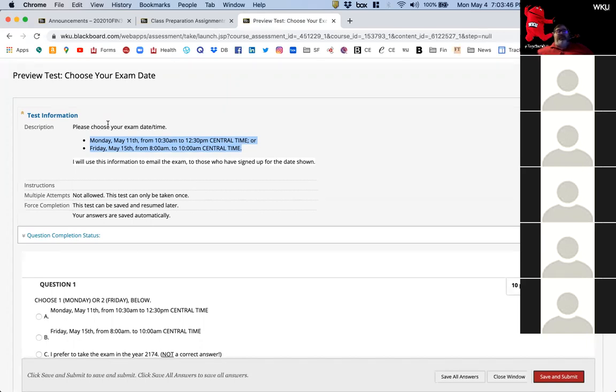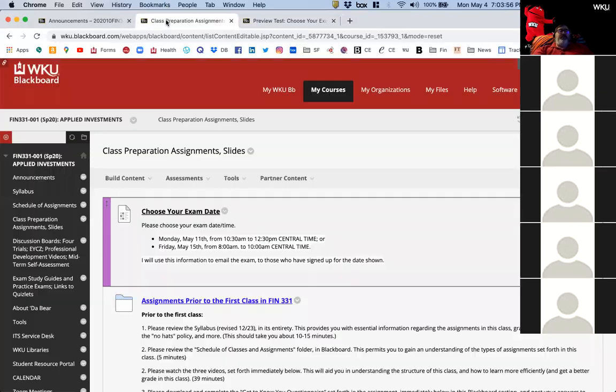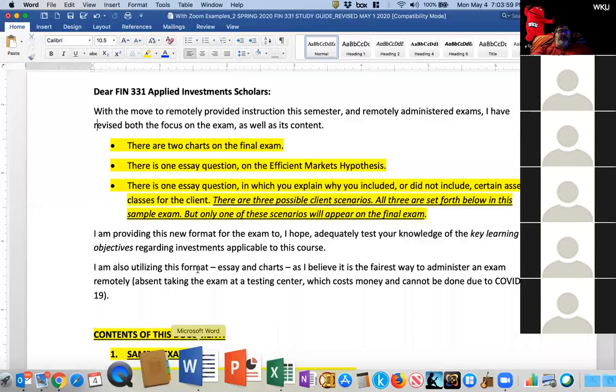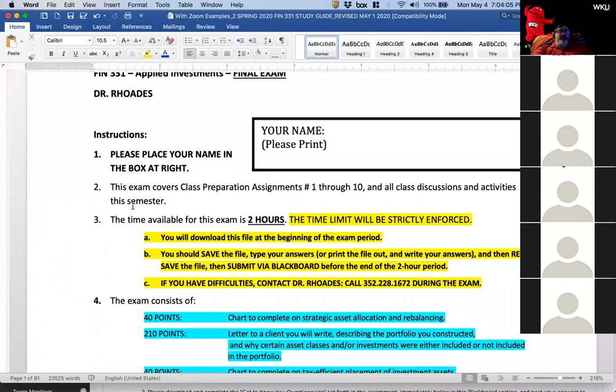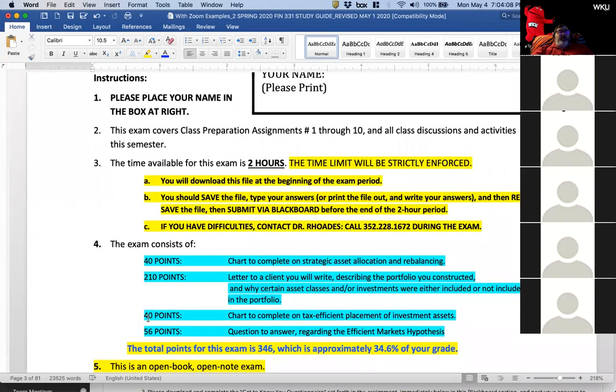I'll be doing emails of the exam on Monday morning, 10:28 a.m. I'll be sending out emails to anybody who's signed up for the exam with the actual exam itself. All right. So let's get into the exam a little bit. This is basically the format. There are 346 points in this exam. Each chart is worth 40 points, 210 points for this letter to a client that you write, and 56 points for the efficient markets hypothesis.